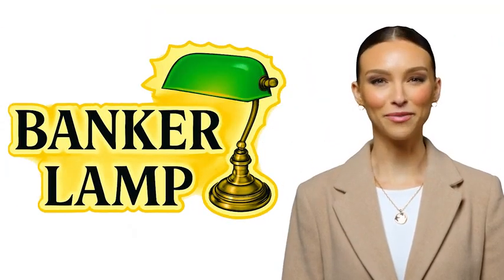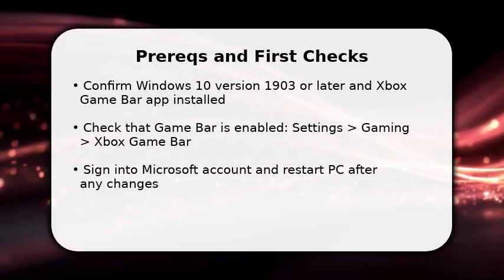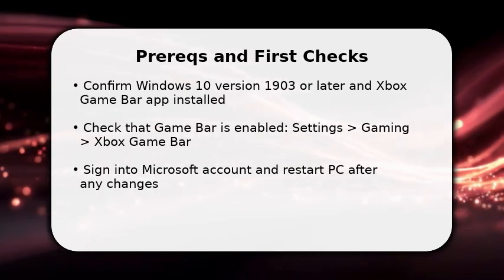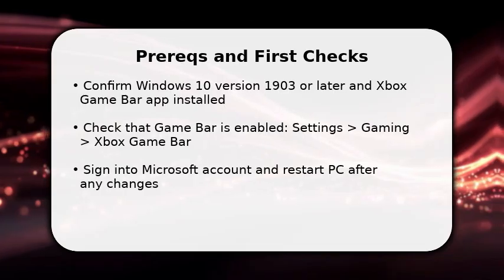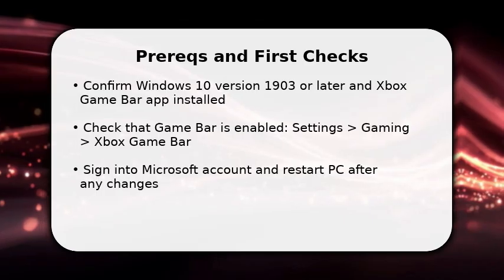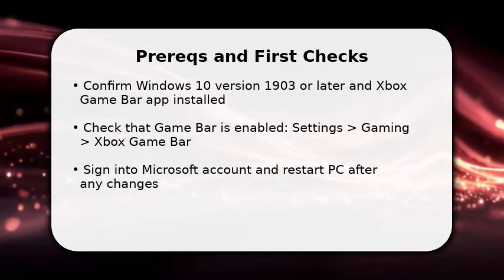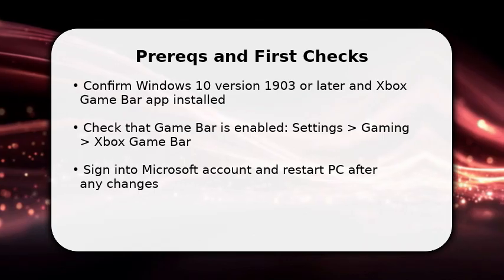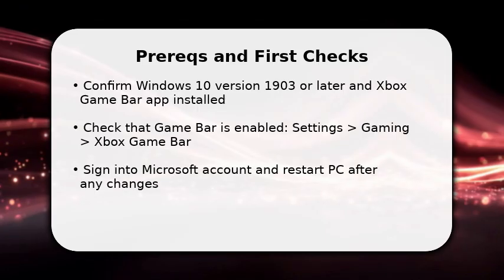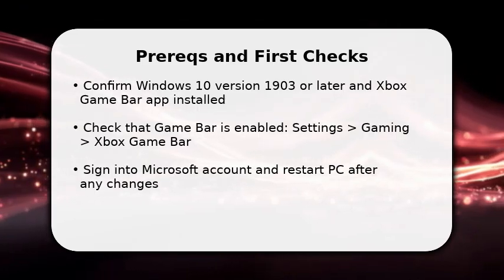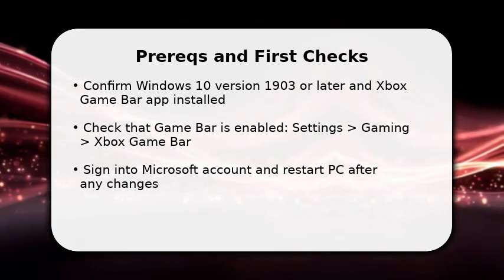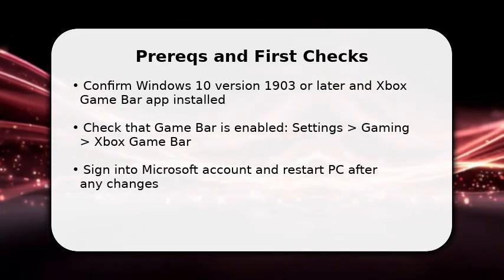Please enjoy the video. You begin by confirming prerequisites. Make sure Windows 10 is up to date and the Xbox Game Bar app is installed. First, open Settings, go to Gaming, then Xbox Game Bar and ensure the toggle is on. Next, sign into your Microsoft account because some features require it. Once done, restart the PC to apply updates and settings. These quick checks remove common blockers so you can proceed to deeper fixes without wasting time on basic setup.